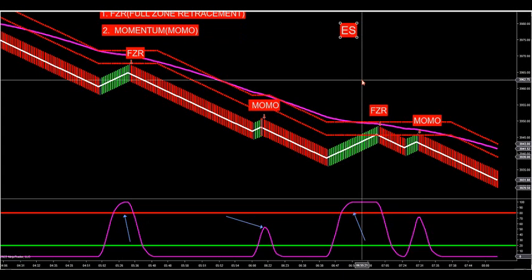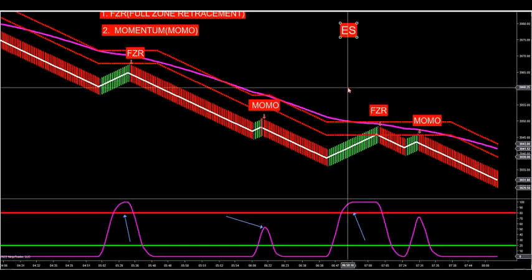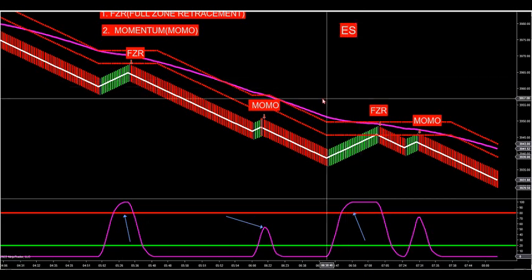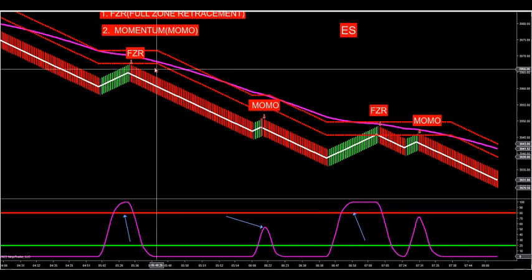And the micros move just the same as the big contract. It's only a $50 margin requirement. I know the NASDAQ's 100, crude oil is 100, but mainly it's just a $50 margin requirement, and it's one-tenth of the big contract.